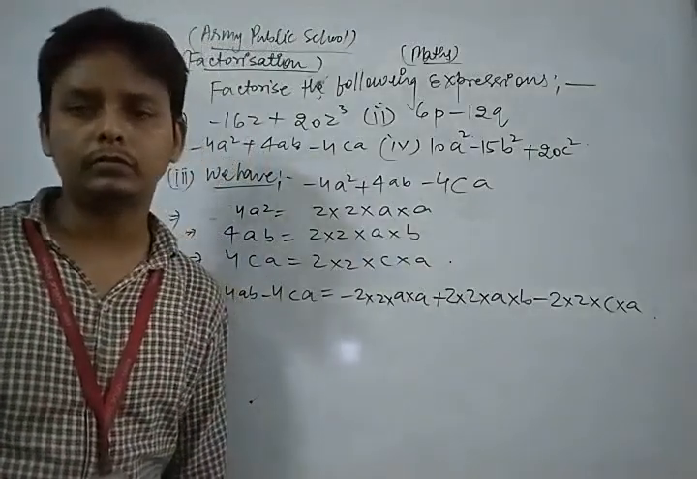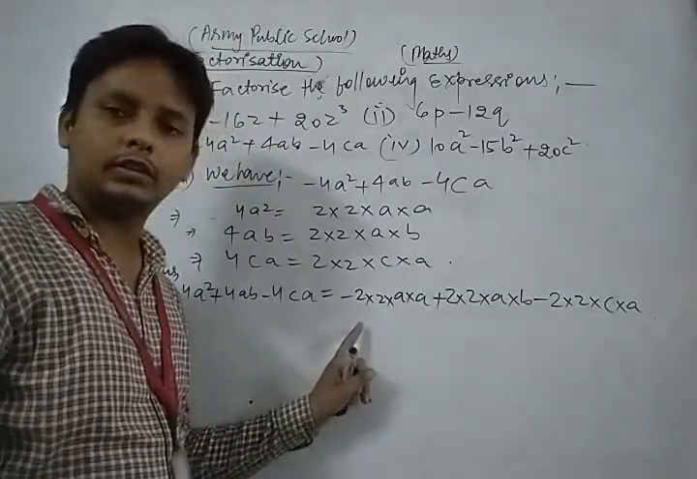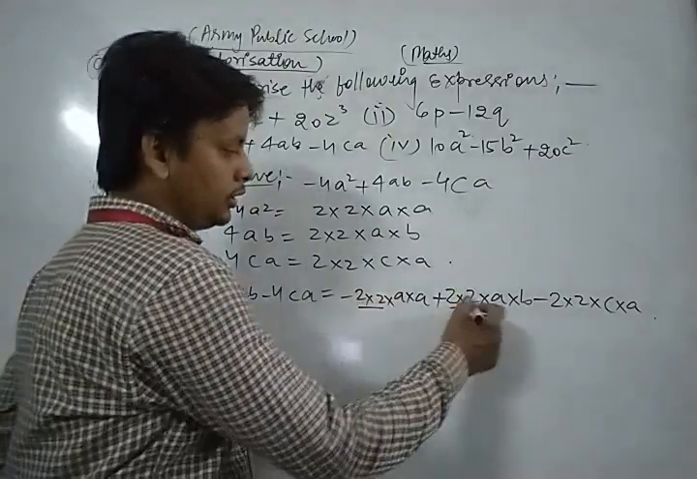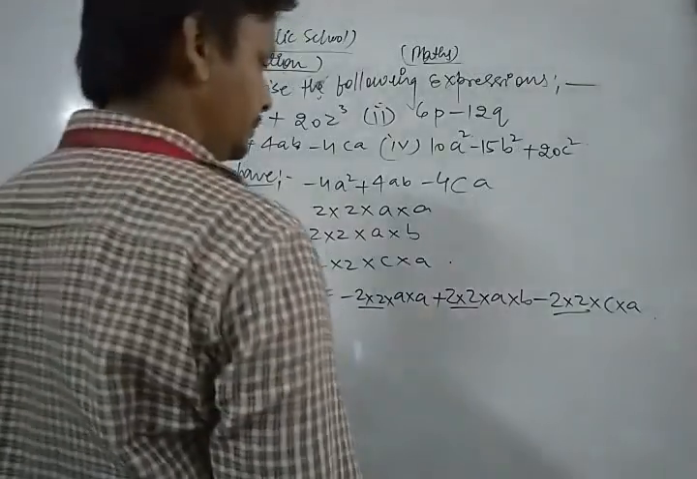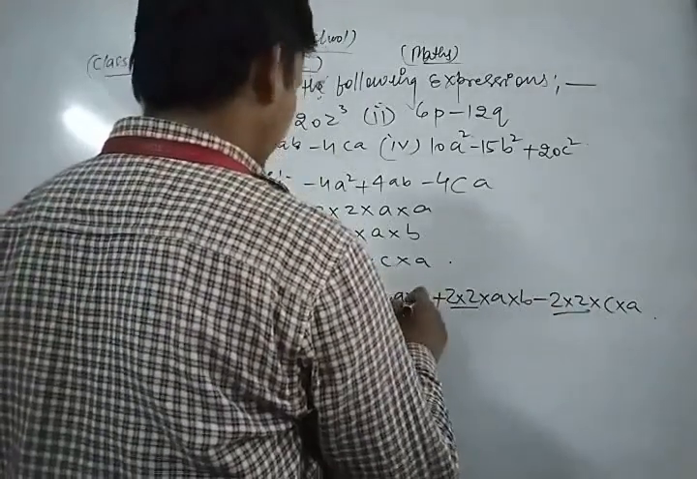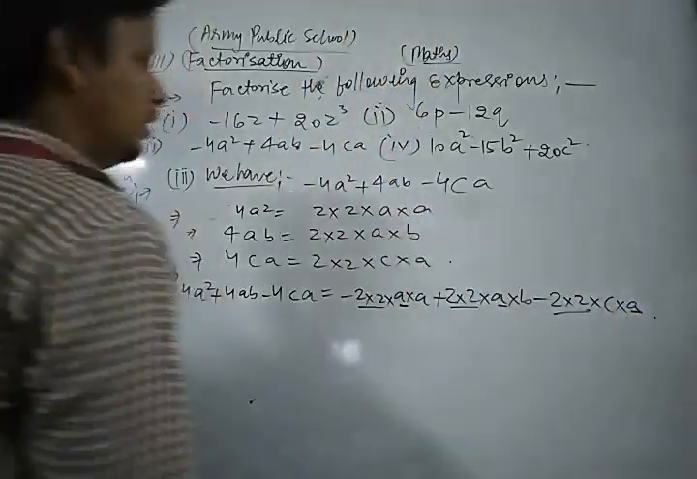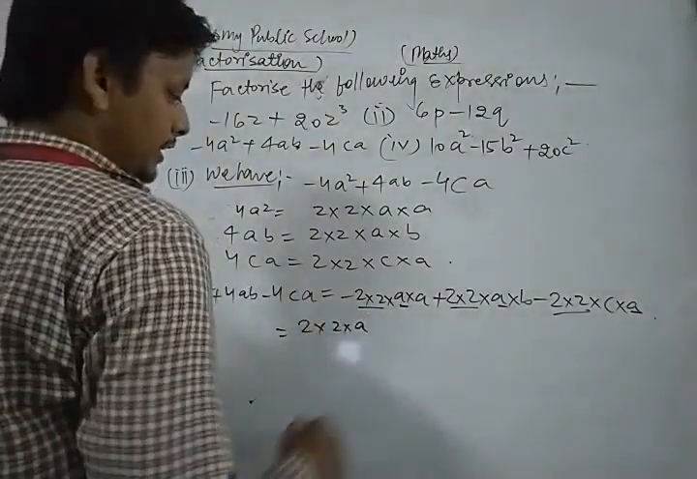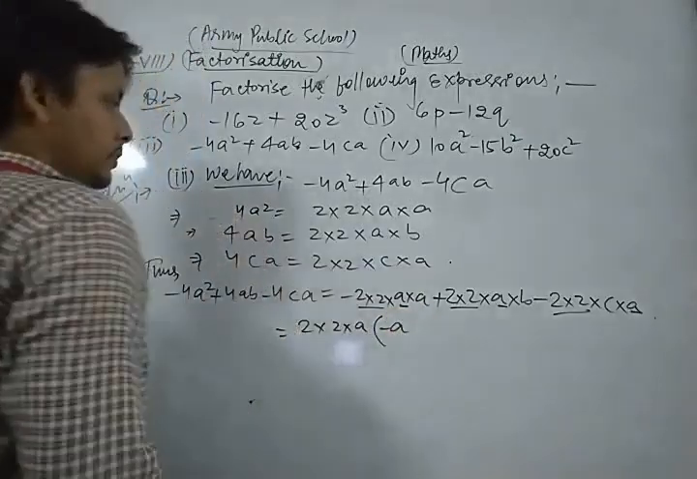So first of all we arrange it in this way. Now, dear students, what are the common factors here? Look, 2 into 2 is common in all three terms. And a is also common in each term. So in this way we get 2 into 2 into a as common, taken out, and we get minus a.